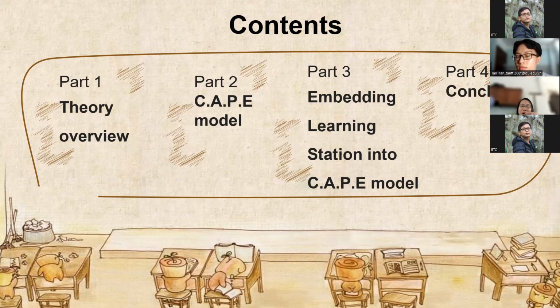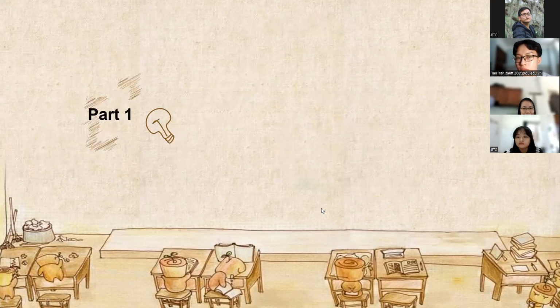Okay, part number 3 is a little bit more practical. We will introduce you to a learning station. A learning station is one teaching activity that totally applies the CAPE model in teaching. And last but not least, part 4 is the conclusion, where Mr. Tan will give you a summary of the session today. Okay, now we will move to the first part.